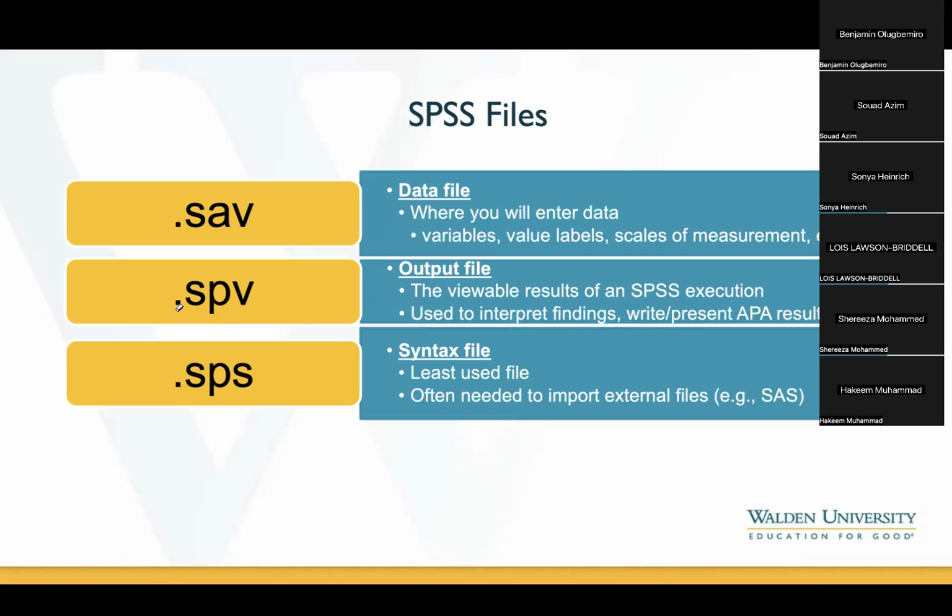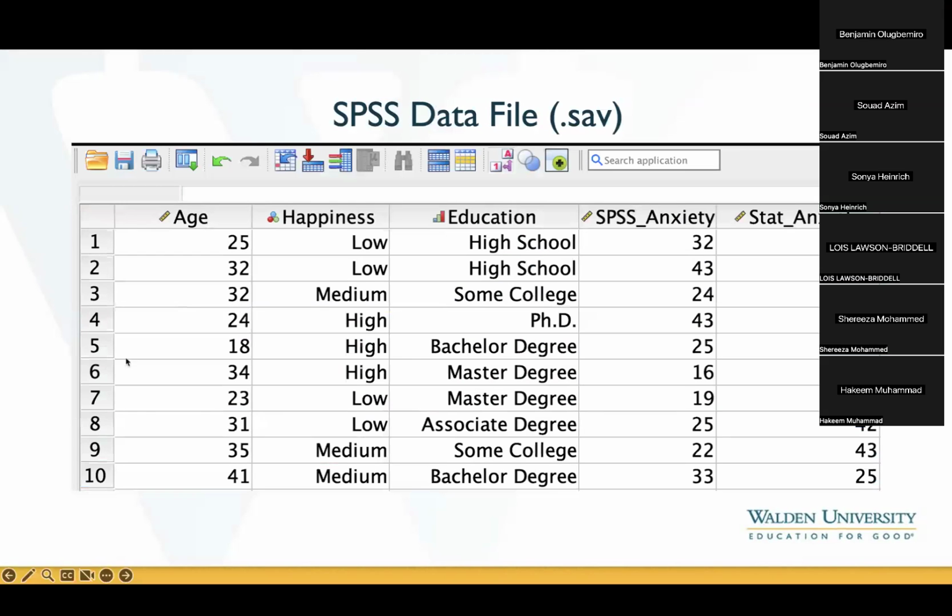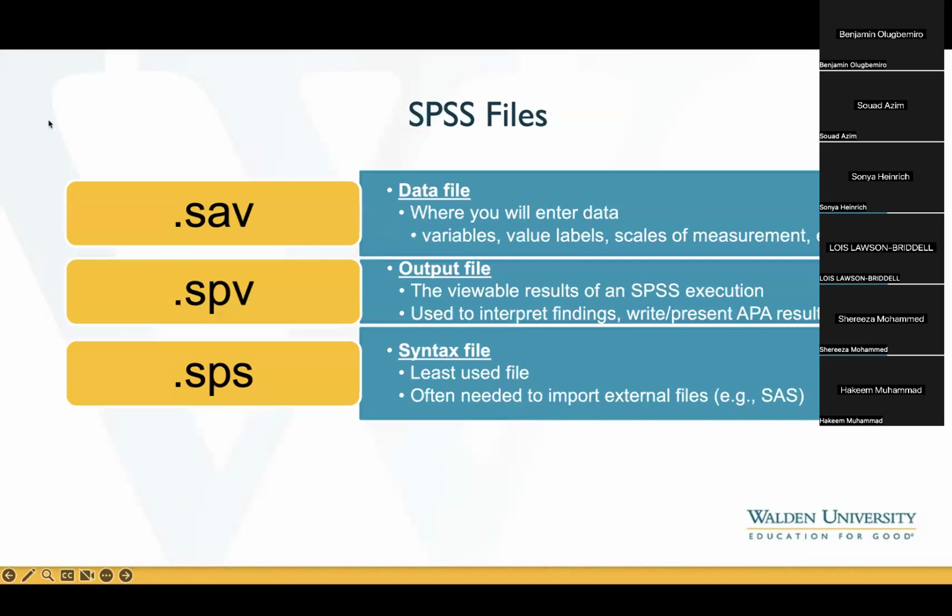That's called an SPV file. It has an SPV file extension. These are the viewable results of what you do. So you're going to run, calculate an average of a variable in SPSS. When you click the output, you're going to see the numbers, etc. And that's going to be the SPV file.